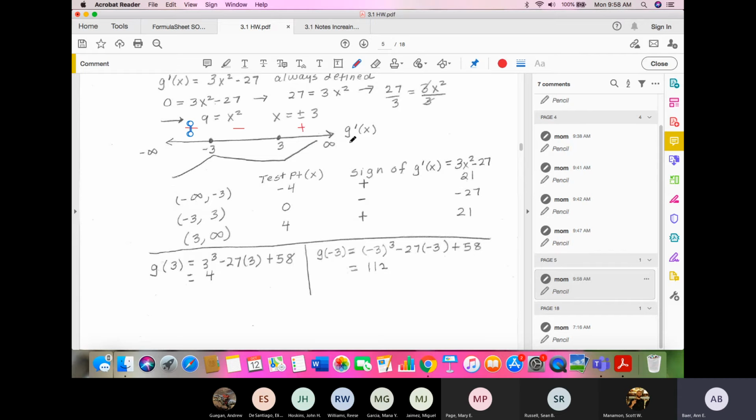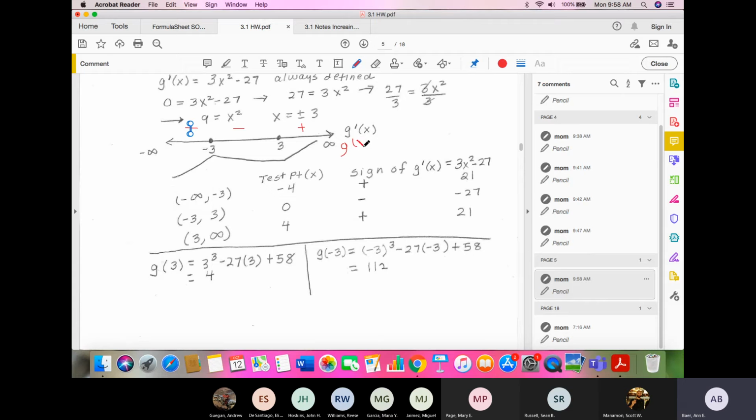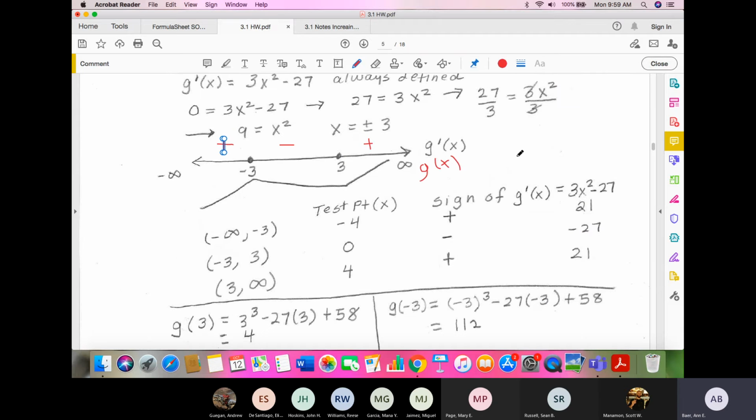And while I'm here, this is what's going on with the original graph, g of x, what I've drawn below it. And let me see if I can get this off for a moment so you can see it all. So this one is plus.